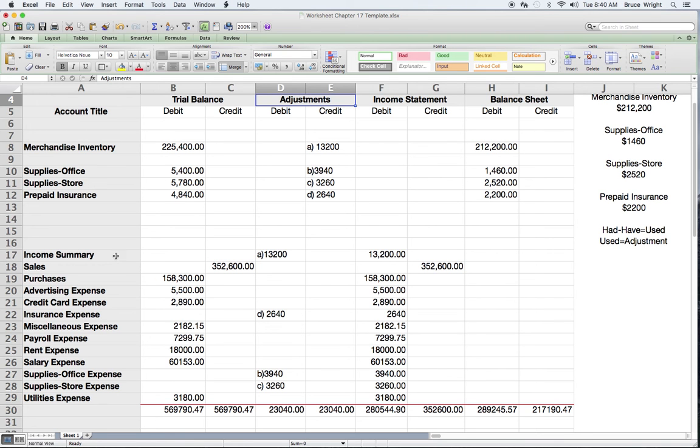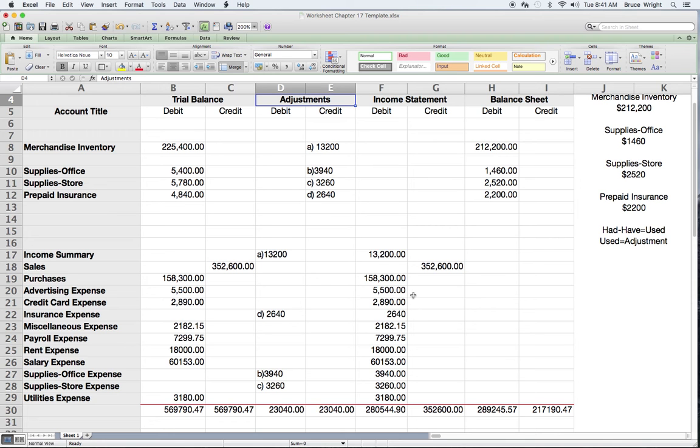And if you remember last time, I had you draw a line through income summary. Well, we can't do that this time because we actually used income summary. Now there's a couple things. Again, income summary, income statement. So that account will be extended into the income statement. So I have extended all of our revenue and expenses and our cost account, the purchases, over into the income statement.